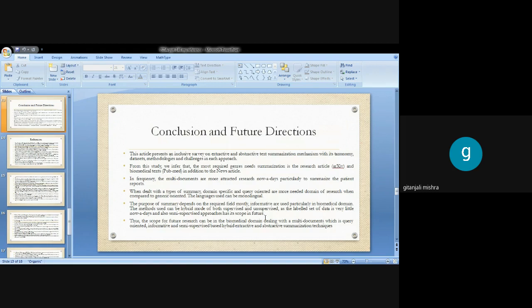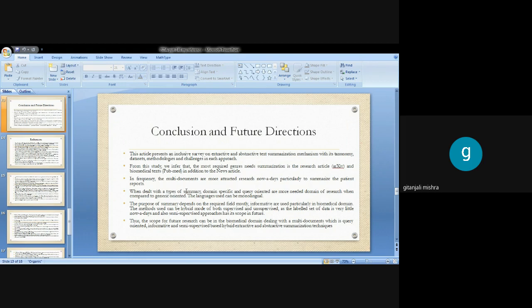Next comes the conclusion and the future work. Mainly in this article, we present an inclusive survey on extractive and abstractive text summarization with its taxonomy on datasets, methodologies, and challenges in each approach. From this study, we infer that the genres most needing summarization are research articles and biomedical text, in addition to news articles.